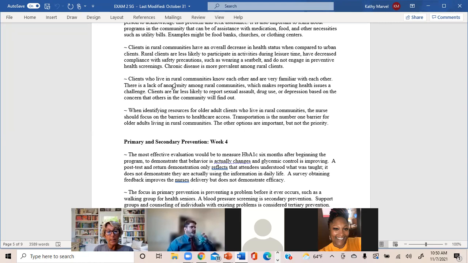Okay. And what are the other things? Oh, that comes up in the next paragraph. Rural clients are less likely to participate in activities during leisure time. Decreased compliance with safety precautions, such as wearing a seatbelt. Do not engage in preventative health screenings. And then we know chronic disease is more prevalent among rural clients. Why is that?